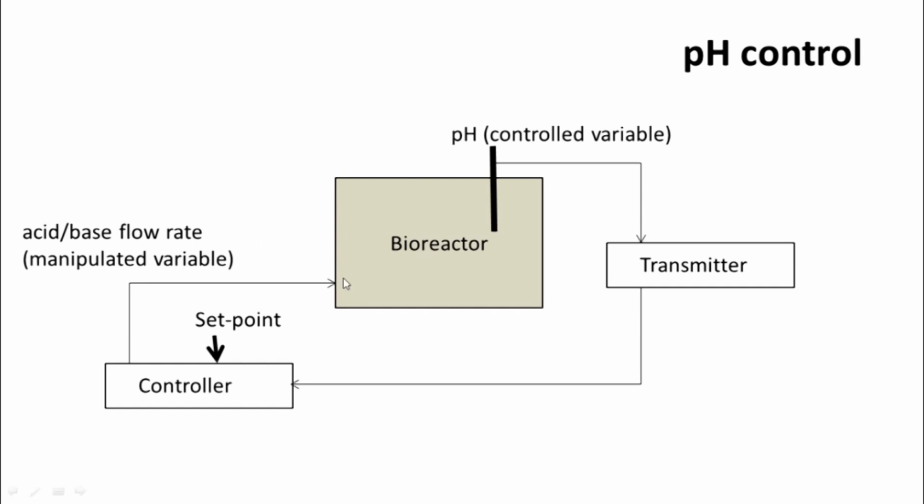The schematic for pH control is something like this. pH is the controlled variable, which is measured through the pH probe. The pH value, which is measured electrochemically, is sent through the transmitter to the controller. There is a set point, which is optimal for the cultivation, that is set here. Actions are taken to manipulate the acid or the base flow rate, which is the manipulated variable here, into the bioreactor to maintain the pH at a preset value.